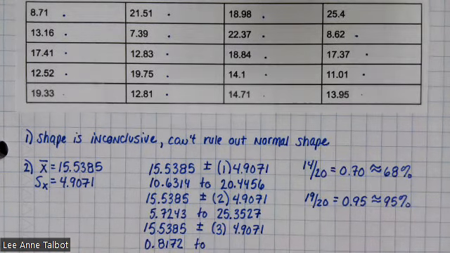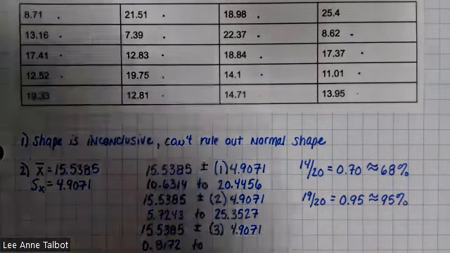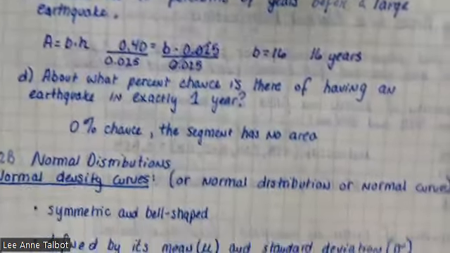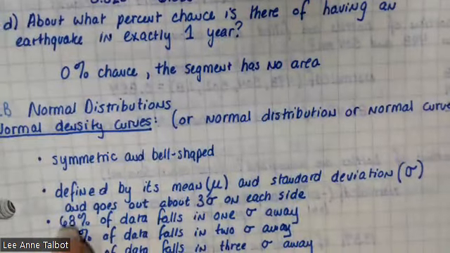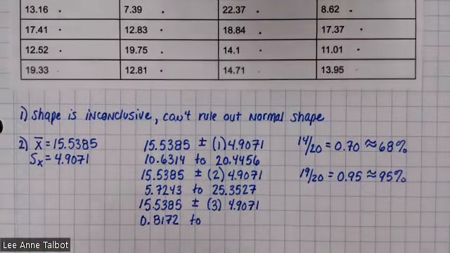The empirical rule. Look back at 2.2b right here, 68, 95, 99.7. It's about 100%. Do you remember?